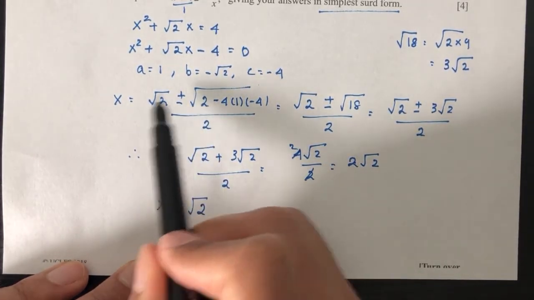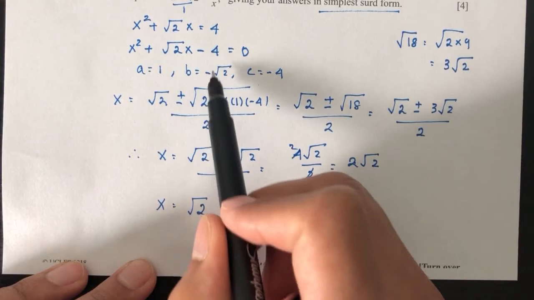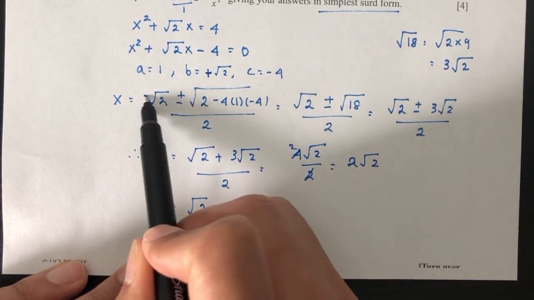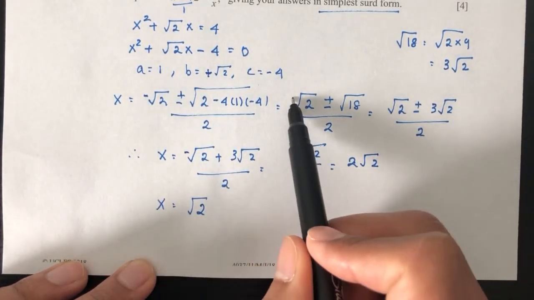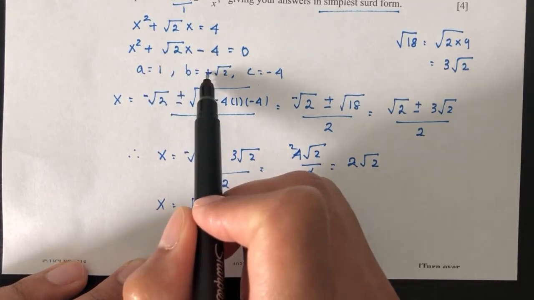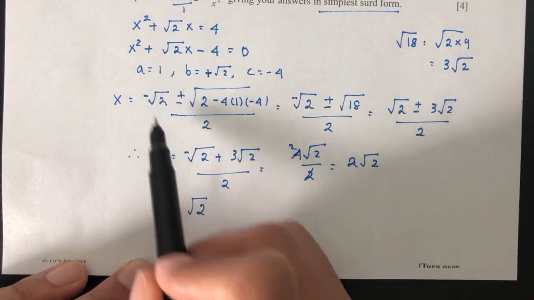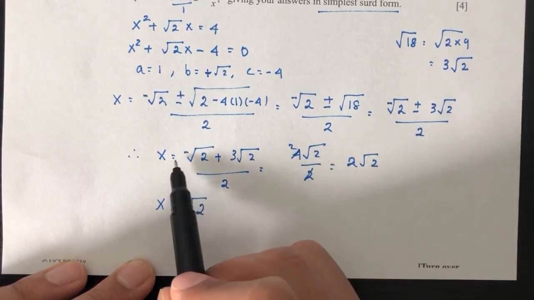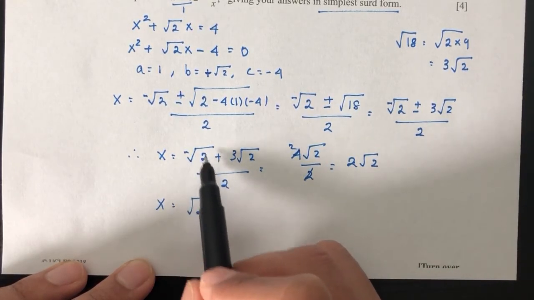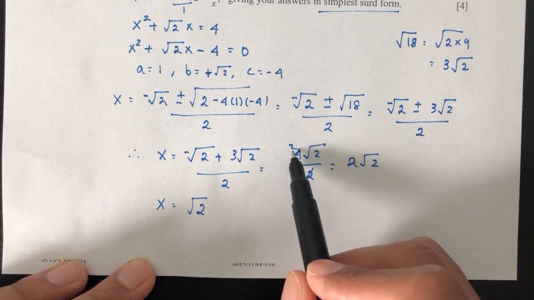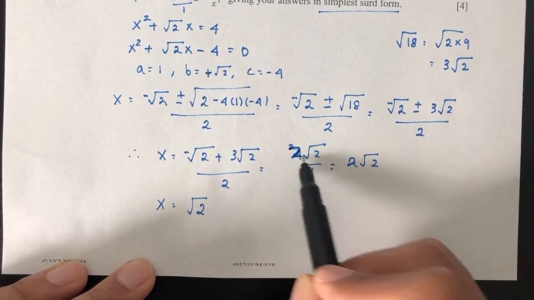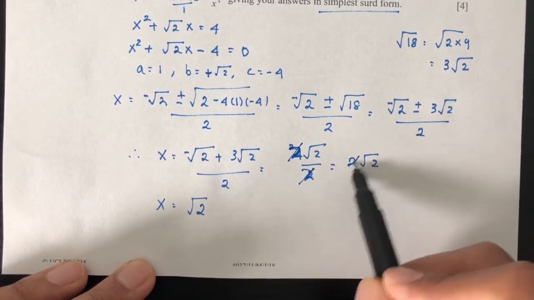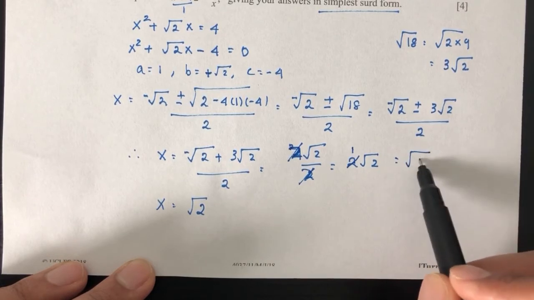It needs to be minus, mistake here. That needs to be minus b. So this was plus, so b is plus this, so minus b. That should be minus here, and minus here. So minus root 2 plus this should give me 2. And then when I divide, it should give me 1. So your answer is root 2.